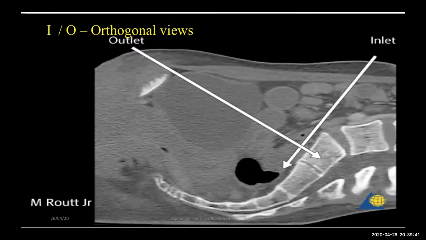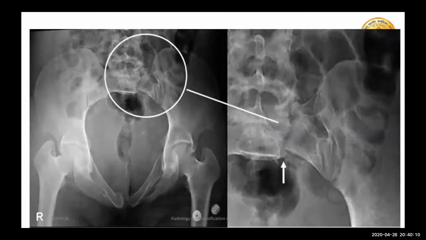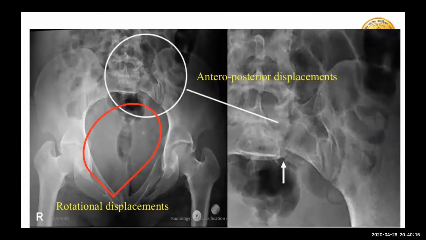So these are essentially orthogonal views wherein the plane of the X-ray tube is either perpendicular or parallel to the plane of the sacrum. For an inlet view, you have the patient lying supine and the X-ray beam tilted about 40 or 50 degrees cephalad to the patient, with the X-ray plate behind the patient. What you see on this view is essentially a full profile of the ring, which tells us about the anteroposterior displacements and the rotational displacements of the pelvic ring.